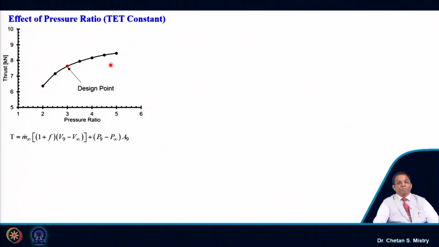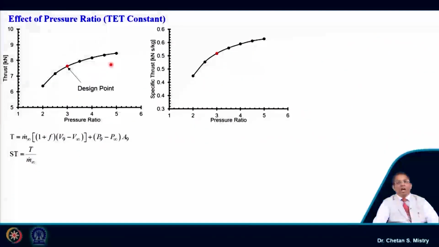You can realize this part, when I am increasing my pressure ratio, all the cycle parameters are going to change. That will lead to a change in my V9, and that is the reason why the thrust is increasing with the increase of my pressure ratio. Another parameter is my specific thrust, which we write in terms of T divided by my airflow rate. Since with the increase of my pressure ratio thrust is increasing, that means my specific thrust also will be increasing.